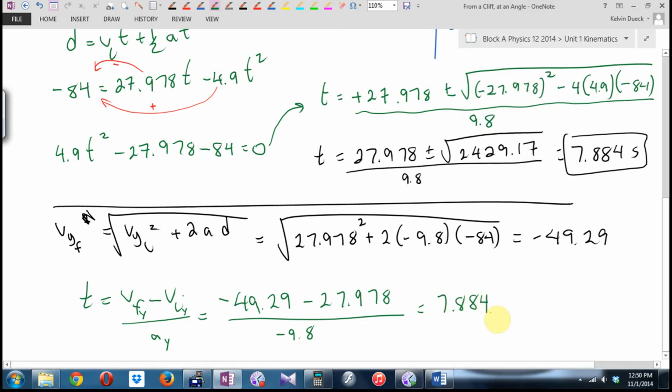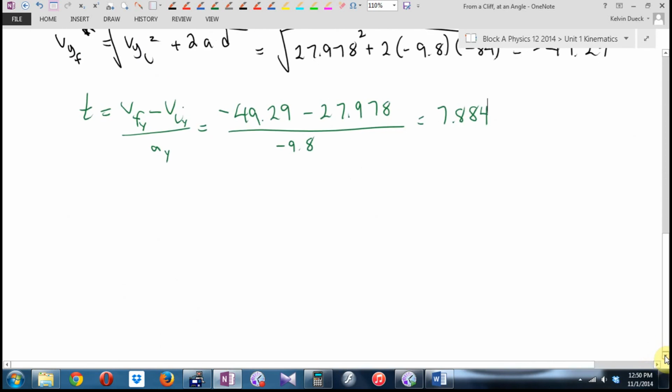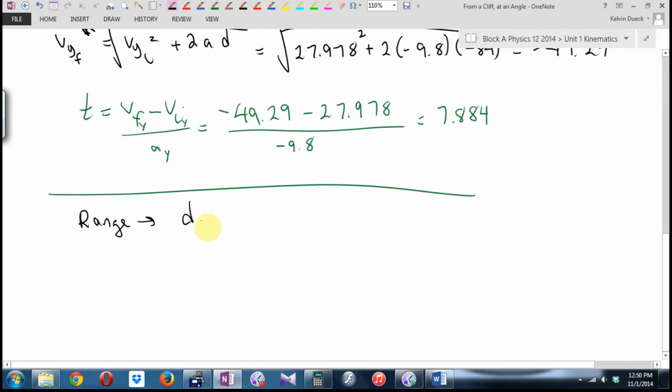All that work, we're really not done, because the question didn't say find time. The question said find the range. Well, thankfully, we're done the hard part. The range is the easy part. The range is horizontal, and except A is 0, so it's just going to be Vxt.